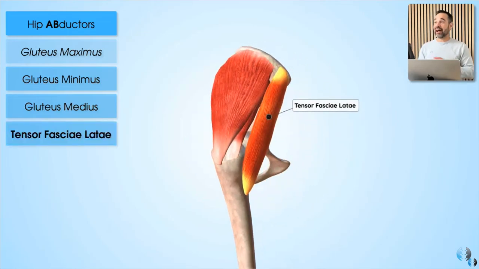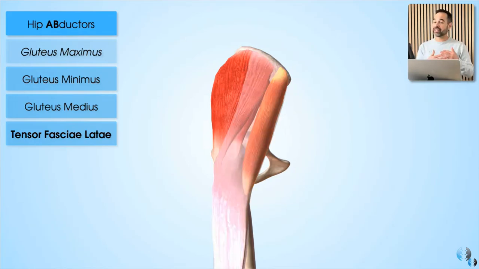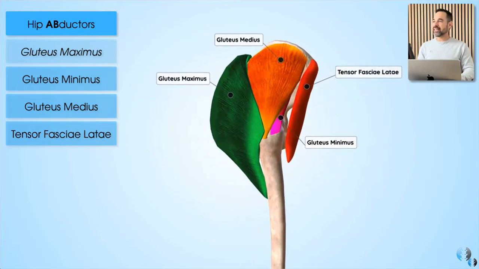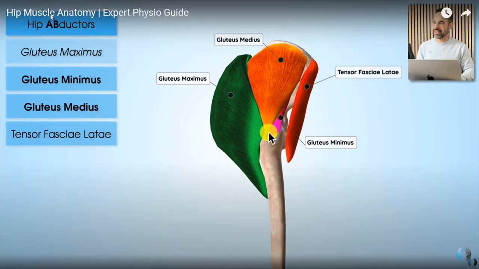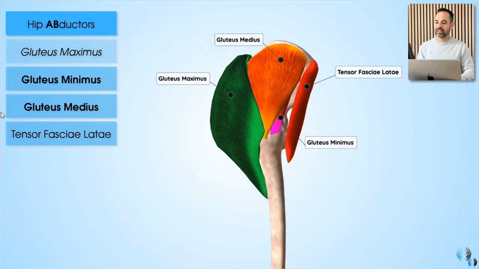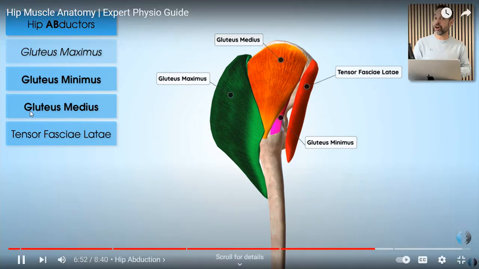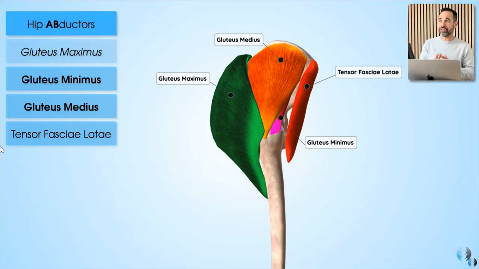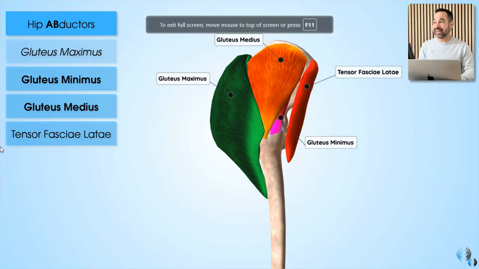Is the tensor fascia lata. Now, this muscle inserts or joins into the iliotibial band of the thigh. They insert into the superior facet of the greater trochanter of the femur. When we think of patients who have a gluteal tendinopathy, where they have pain around the lateral hip, it's thought that it's a tendinopathy.